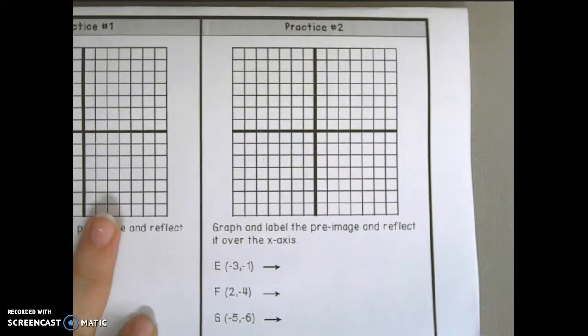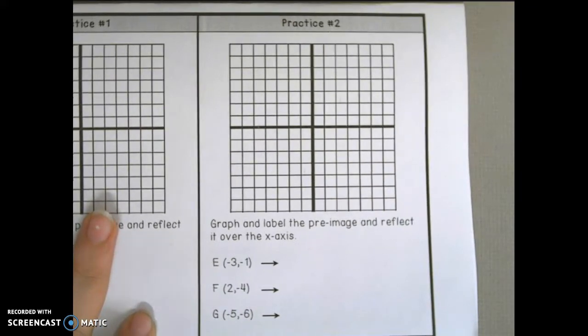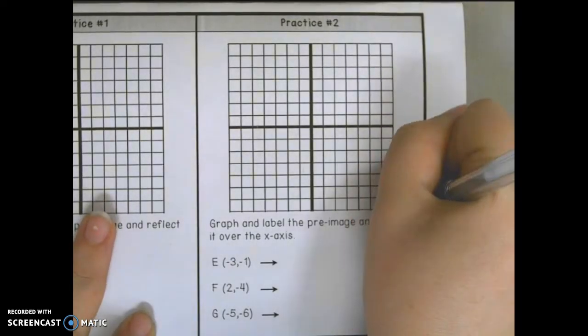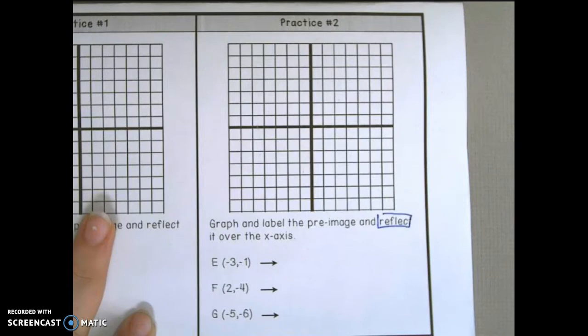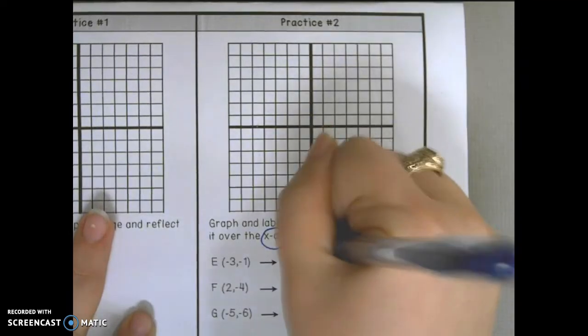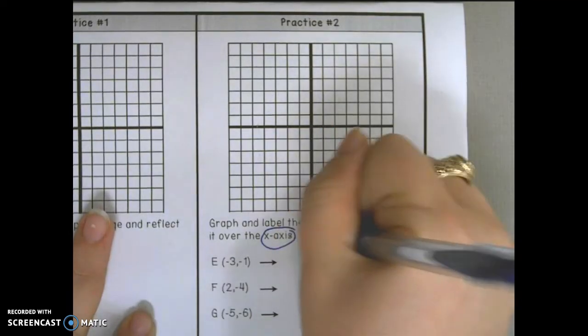Practice number 2. It says graph and label the preimage and reflect it over the x-axis. So remember, our keywords are reflect, meaning one of our x or my y is going to be the opposite, and then the x-axis tells us that y will be opposite.